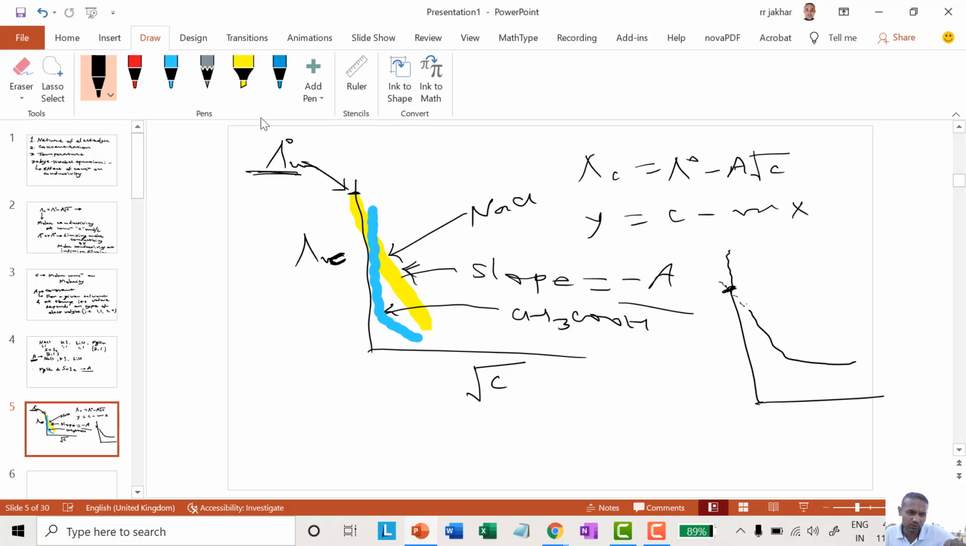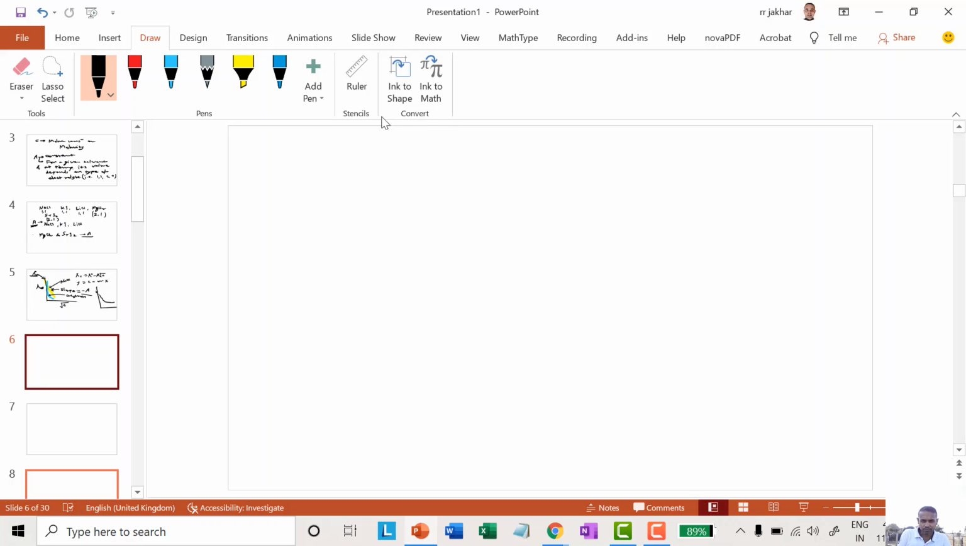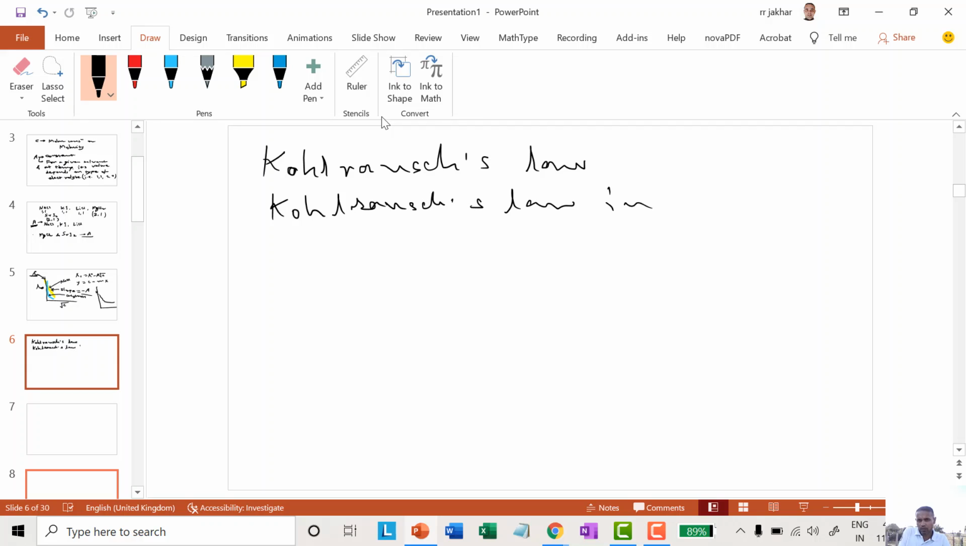So now we are taking the next point, that is Kohlrausch law. Simply we can say Kohlrausch law, but its full name is Kohlrausch law of independent migration of ions. Okay, so now we are discussing this law. What about independent migration of ions? We are taking an example.